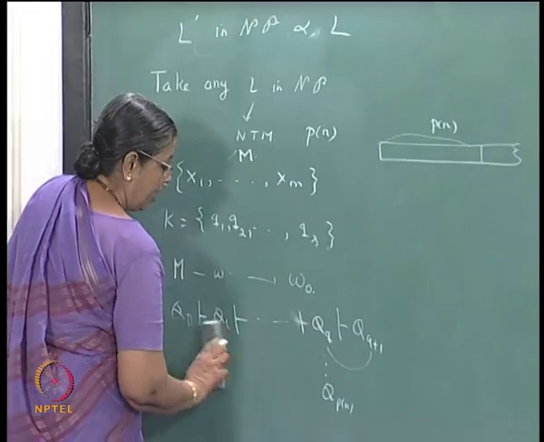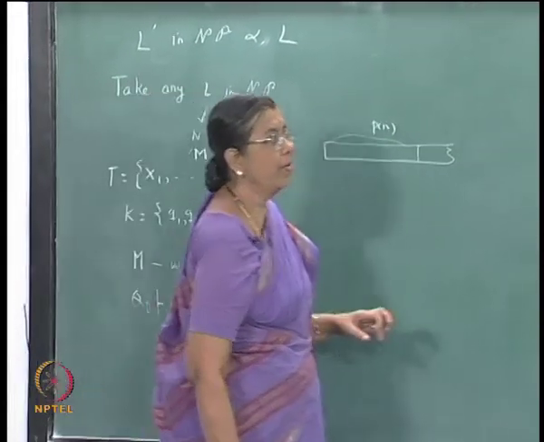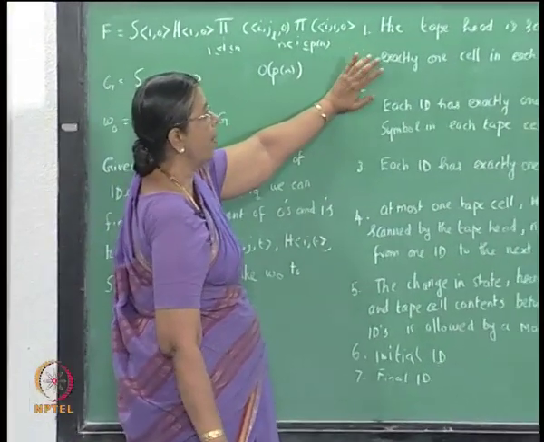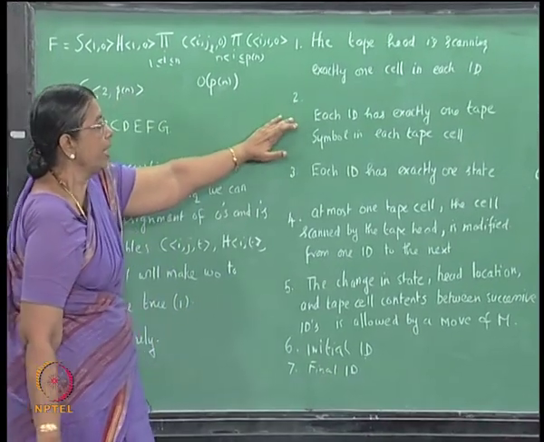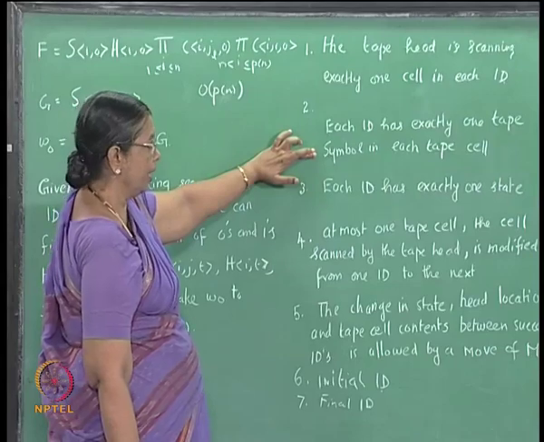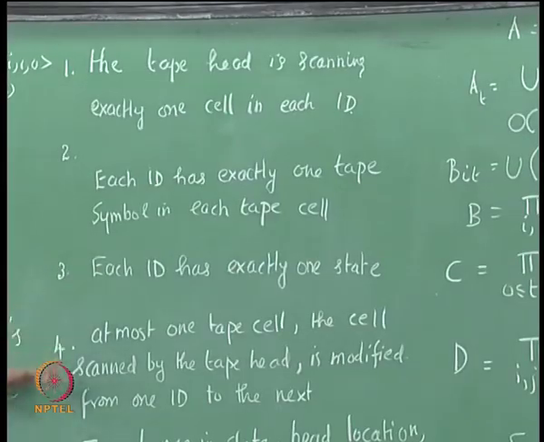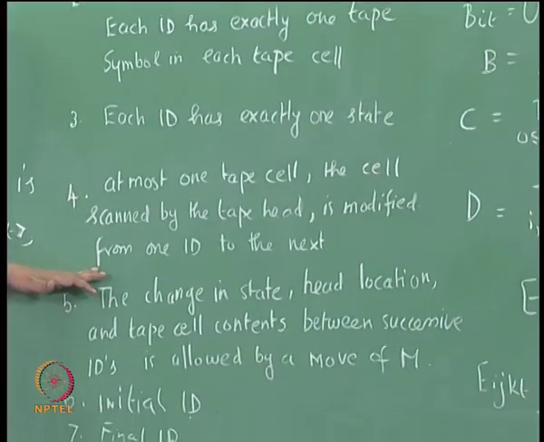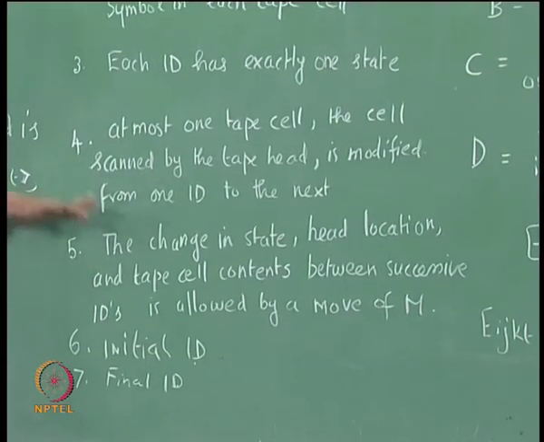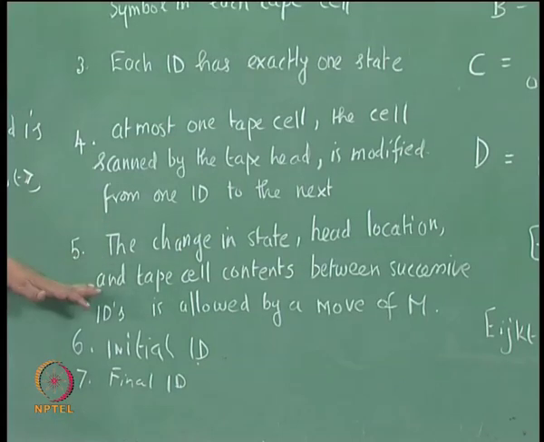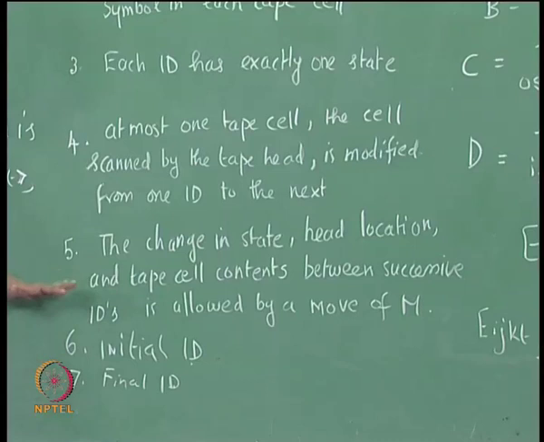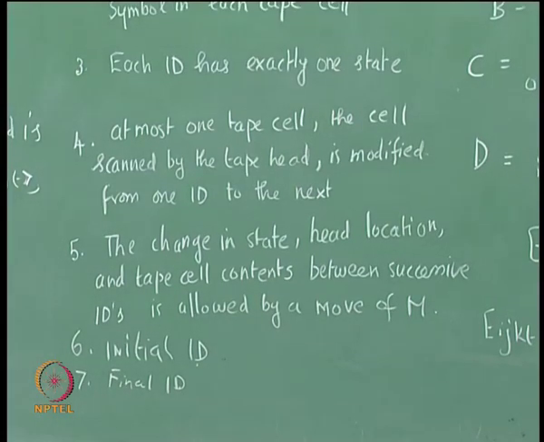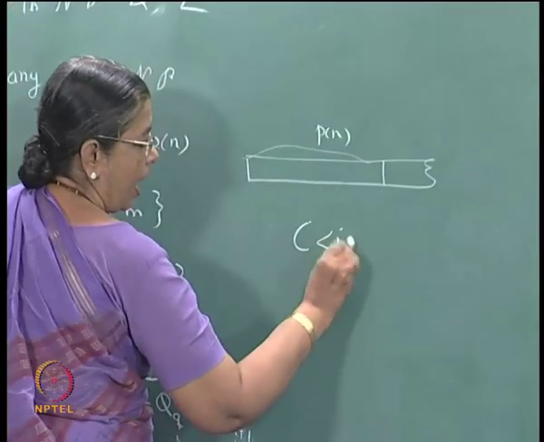So with these assumptions you write down the expression w0, and how do you go about writing w0? This we have considered in the last lecture itself, but let us repeat. You have these conditions. The tape head is scanning exactly one cell in each ID. Each ID has exactly one tape symbol in each tape cell, and each ID has exactly one state. At most one tape cell, the cell scanned by the tape head, is modified from one ID to the next ID, and the change in the state, the head location, and the tape cell contents between successive IDs is allowed by a move of the Turing machine. Then you have to specify the initial ID and the final ID. For these 7 conditions you write Boolean expressions, making use of Boolean variables.